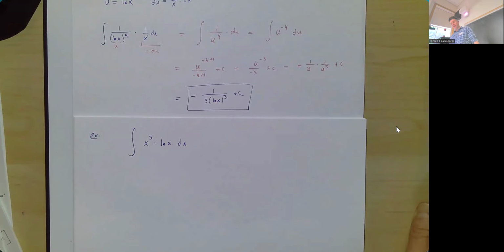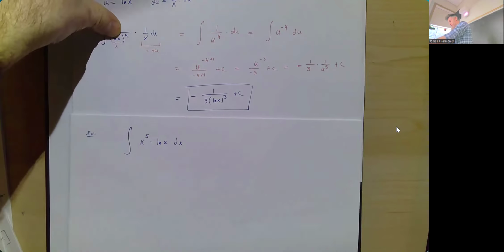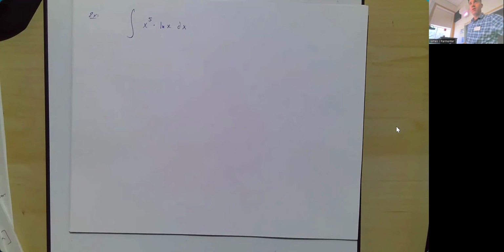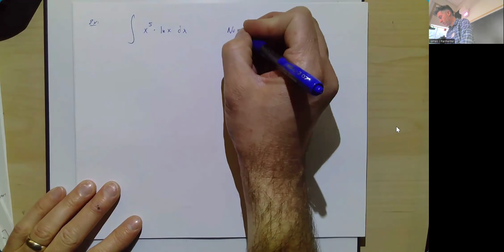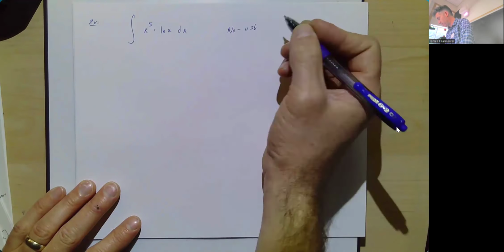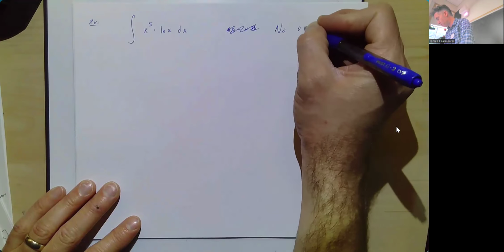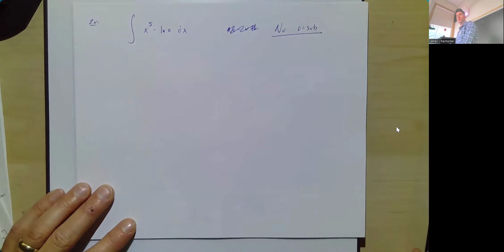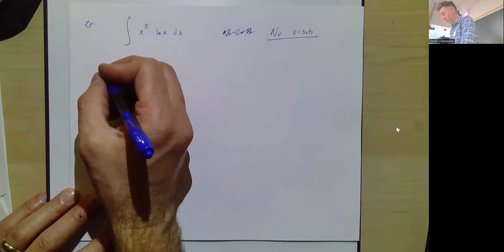Now we're not going to write it down, but I'm just going to point out the u sub isn't going to work. If I try letting u equal the natural log of x, the derivative is 1 over x dx, and I don't have a 1 over x. Or if I try letting u equal x to the 5th, my du would be 5x to the fourth, and that natural log of x is still going to be stuck there. So a u sub is definitely not going to play out here. Instead, we're going to try integration by parts.